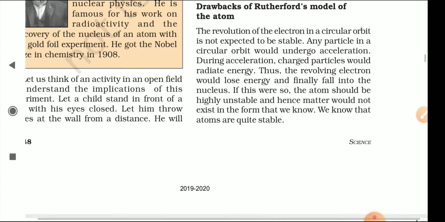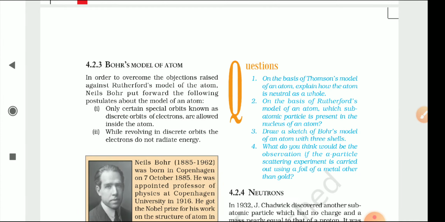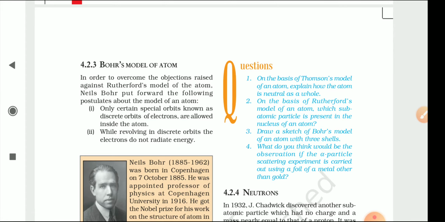Now what is the next model? That is Bohr's atomic model. Bohr's atomic model is the one which tries to improve on Rutherford's drawback. Bohr is a very famous scientist in chemistry, that is Niels Bohr.